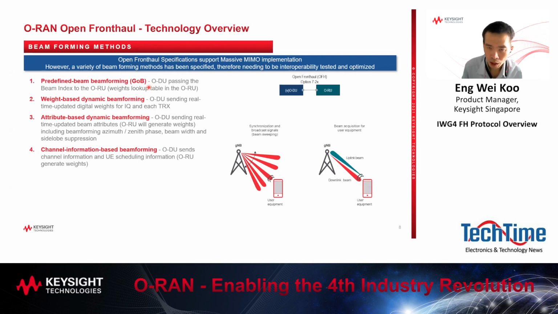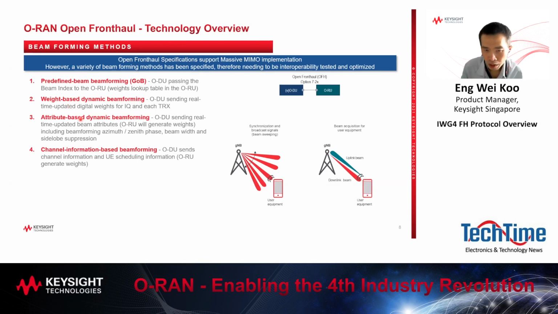The ORU would have a lookup table, and you will select, okay, these are the weights associated with the index. With option 2, this is non-grid of beams. Basically, it's weight-based. So the ODU would send the real-time updated digital weights calculated within the ODU to the ORU, right? So the ORU just says, okay, these are the weights pre-calculated for you. For each of the TRXs and IQ, just use it, apply it to the user plane data.